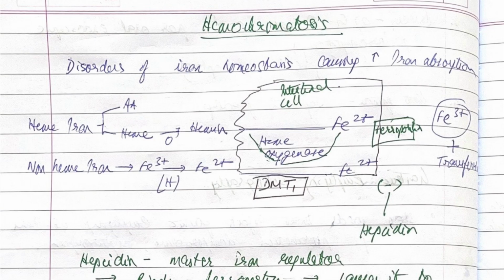Now, the ferrous form inside has to be again converted into ferric form, which it does by the hephaestin molecule, and that ferric form gets exported out of the intestinal epithelial cell through ferroportin, which is the only exporter of iron outside the intestinal epithelial cell. That then gets bound to transferrin, which is transferred to the various tissues of the body.